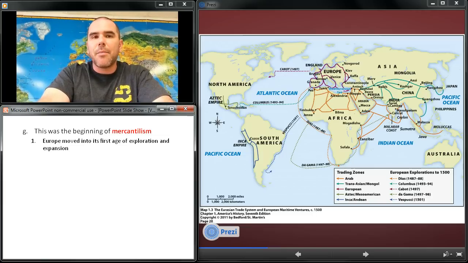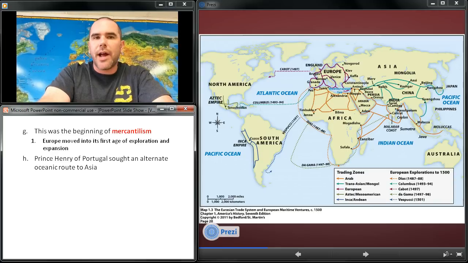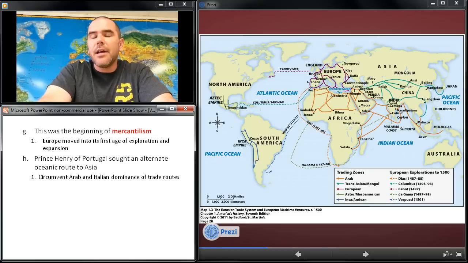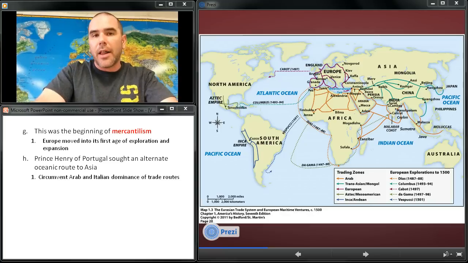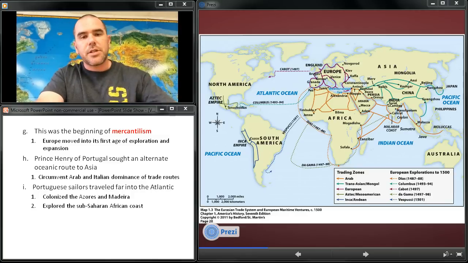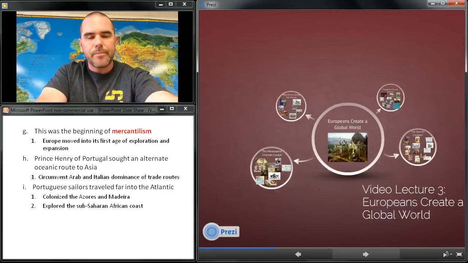Because Arabs and Italians dominated trade in the Mediterranean, a man named Prince Henry of Portugal sought an alternate oceanic route to Asia. Under Henry's direction, Portugal led European expansion overseas. Arab learning and innovations in sail and ship design facilitated Henry's success. Eventually, Henry's mariners sailed far into the Atlantic, where they discovered and colonized the Azores and the Madeira Islands, and from there they explored the sub-Saharan African coast. Now this brings us to our next section, which is West African slavery and society.